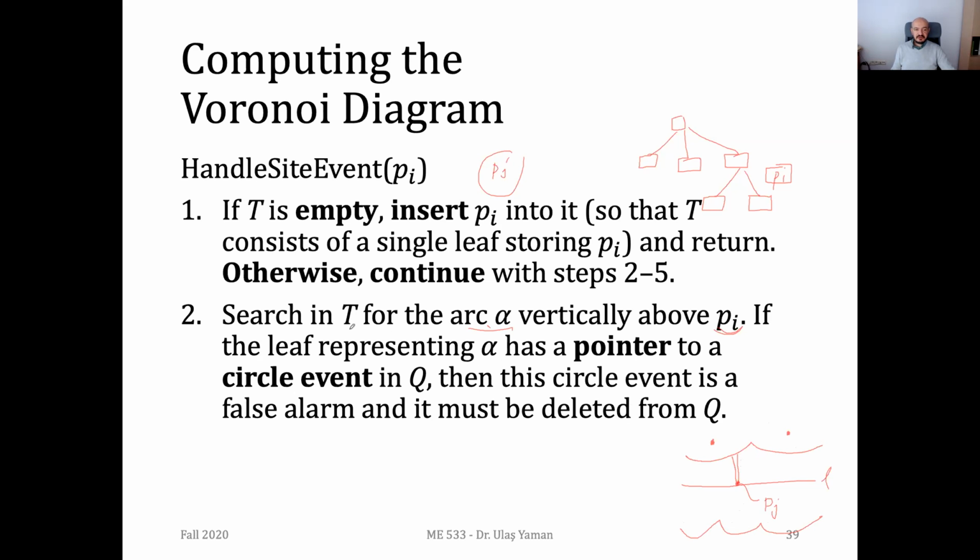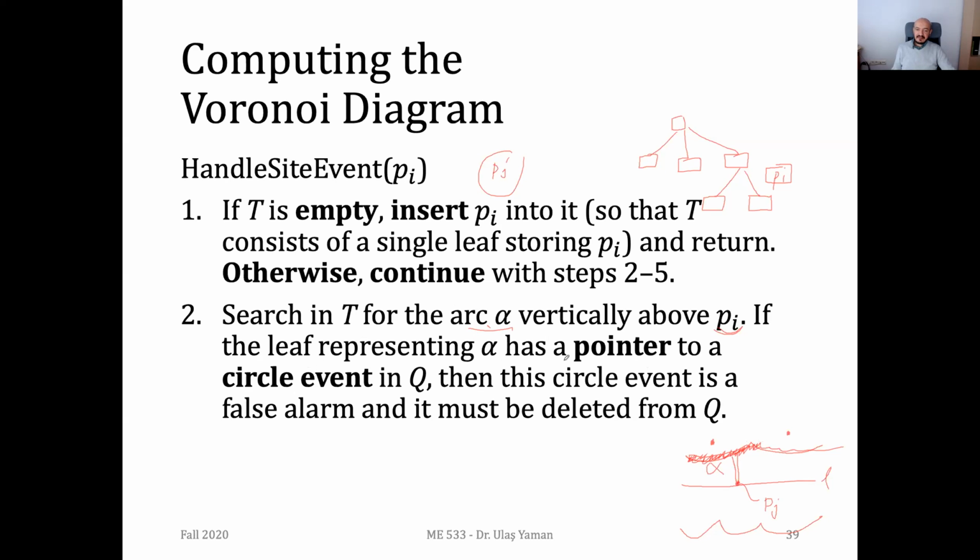So what we need to do in this second step, we will be searching this status, or the beach line. We are looking at this beach line and trying to find the arc which is above PI, or in our example we have PJ, and the arc above PJ is this one. So this is the one we are looking for. I can say that this is arc alpha.